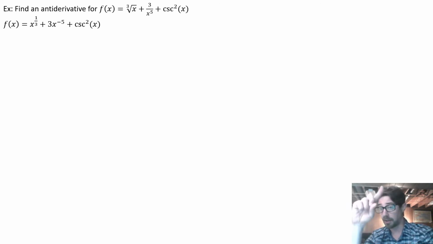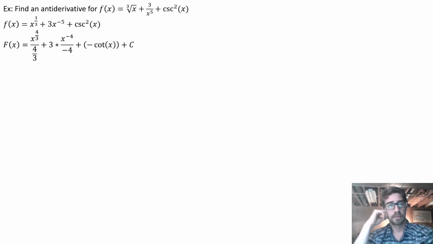And keep in mind that the 3 in front of the 3x to the negative 5 is just going to come along for the ride, just like it would the other way. So it's just going to be with us in our answer, but it doesn't affect what we do. 1/3 plus 1 is 4/3. You kind of have to do a little fraction math here. So it's x to the 4/3 divided by 4/3. The 3 just comes with. We'll throw it back in at the end.